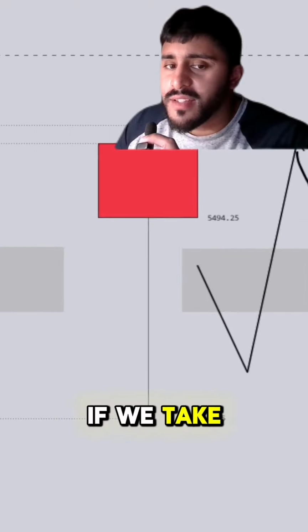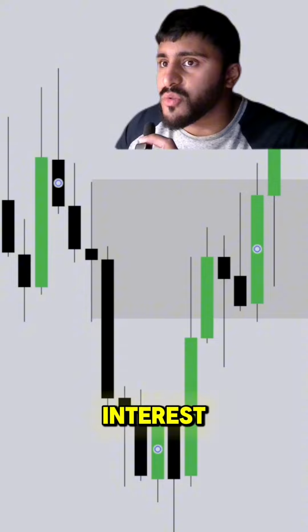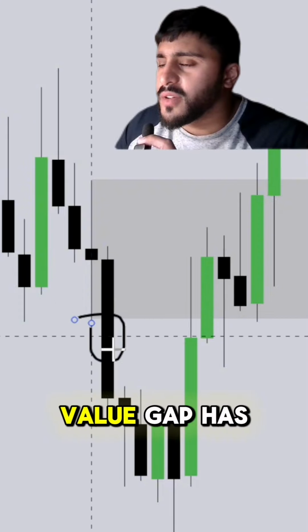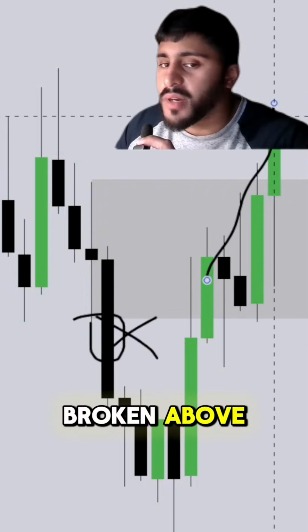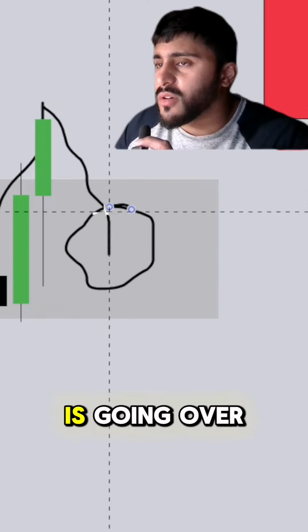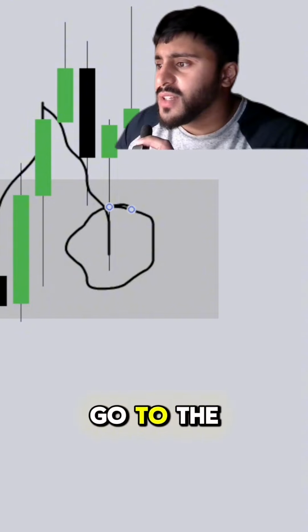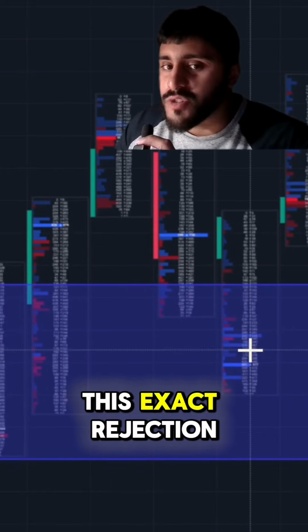upside. So if we take an example here live on the charts, what we've seen is a bearish point of interest or a bearish PD array. This fair value gap has failed, and so price has broken above. So what we're looking for is a retest in, and we need to understand what is going on over here, what is going on in terms of the price action. Very important to understand. So when we go to the ATAS platform, we're studying this exact rejection over here, right?